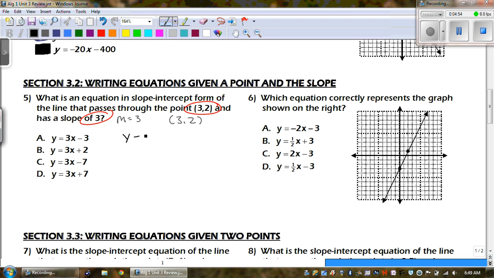So we're going to plug into y minus y1 equals slope times x minus x1. Our slope is 3. Remember which one's your x and which one's your y to know where those numbers go. And then let's go ahead and distribute. We get y minus 2 equals 3x minus 9. To solve for y, we have to add 2 to both sides, and we get y equals 3x minus 7. So my final answer is C.